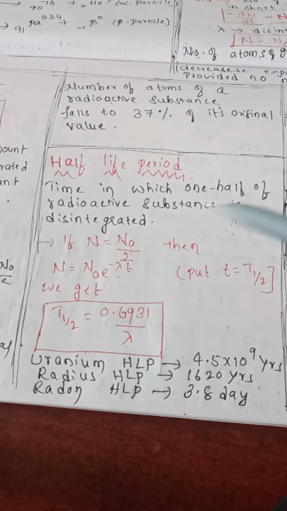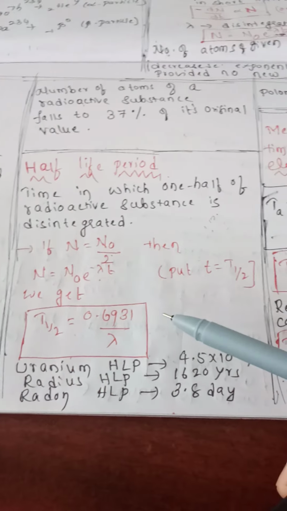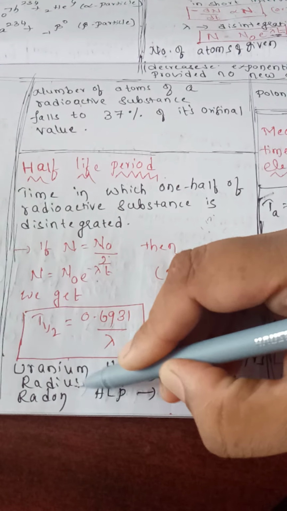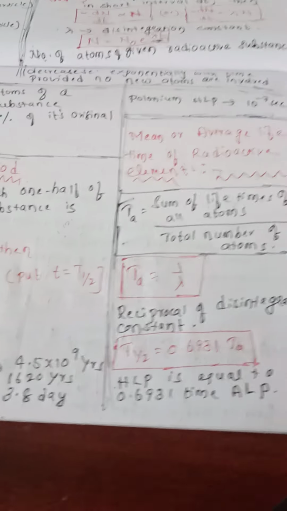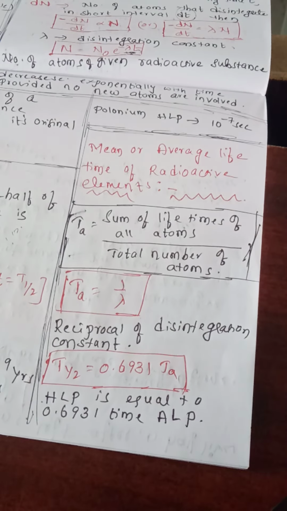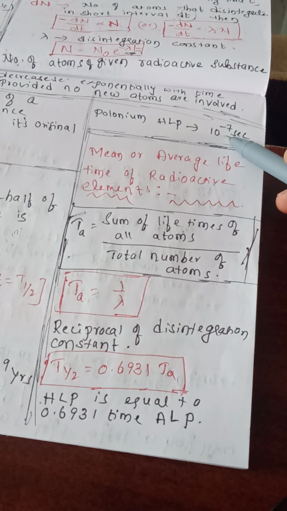Now, uranium half-life time is 4.5 into 10 to the power of 9 years. Radium half-life time is 1620 years. Radon half-life period is 3.8 days. Similarly, polonium half-life period is 10 to the power of minus 7 seconds.